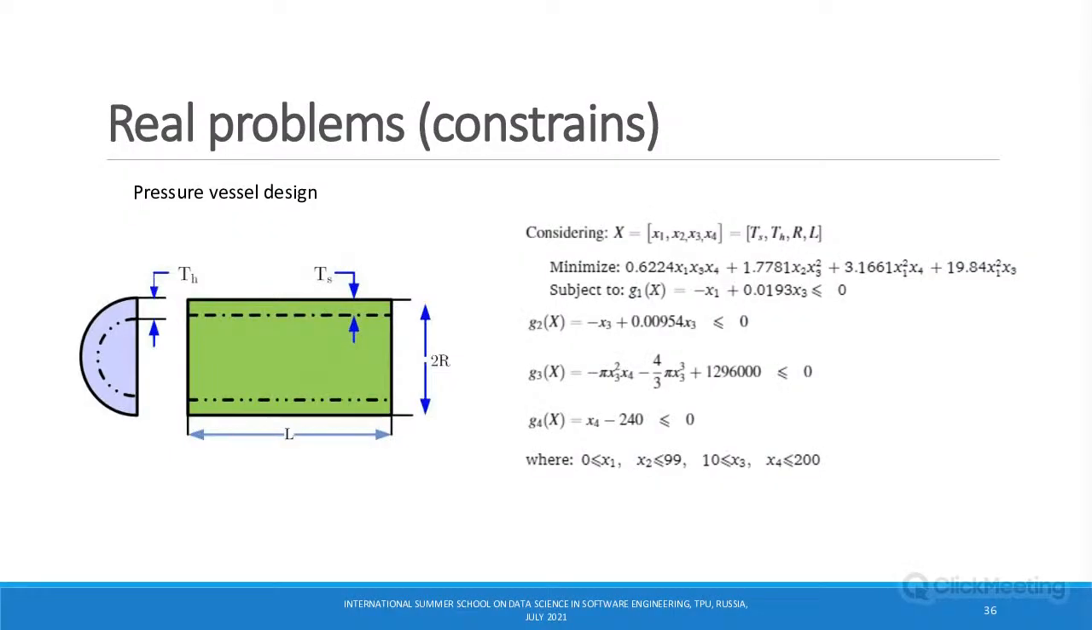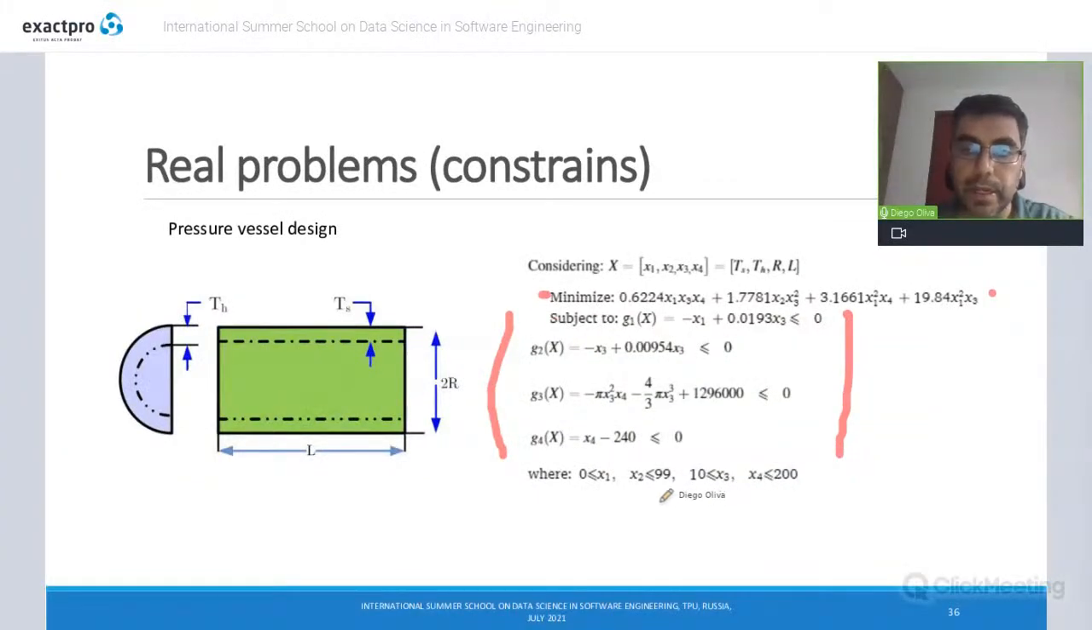Also, here we have a problem with different constraints. For example, the design of pressure vessels, where we have the objective function that is the minimization of these values subject to all of these constraints. So constraints are very common and necessary. The algorithms that we are going to design need to be able to handle all of the constraints. Here we have four, but in real problems, we have a lot of constraints that we need to handle in order to obtain accurate values.